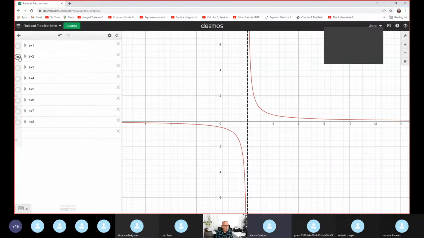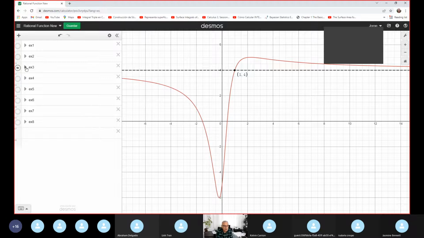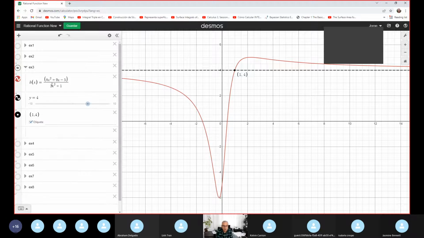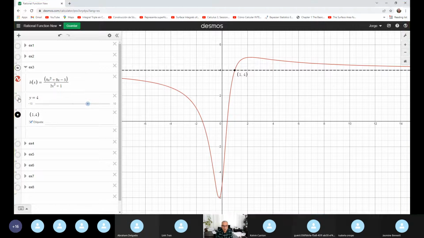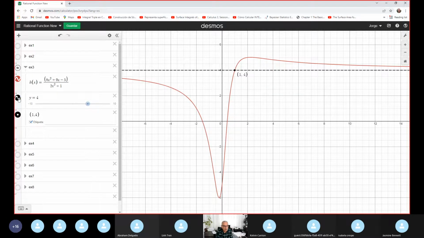Okay, that was example 2. Now example 3. Look at that. It's my function. I investigate. The horizontal has to look at y equal 4. And this is the famous point 1, 4, which is the point in which the curve, the red color, crosses the horizontal axis. Okay.